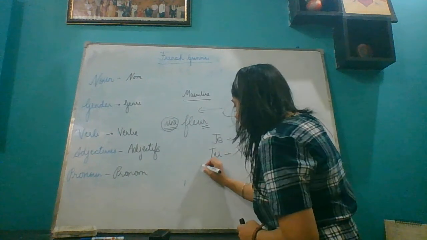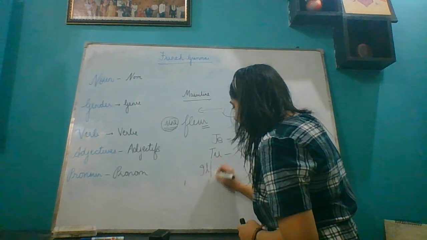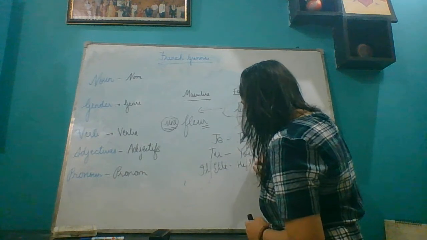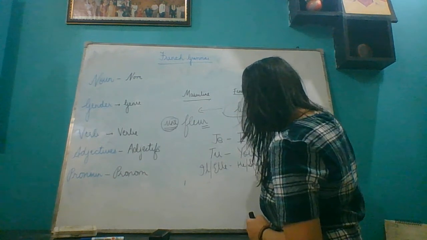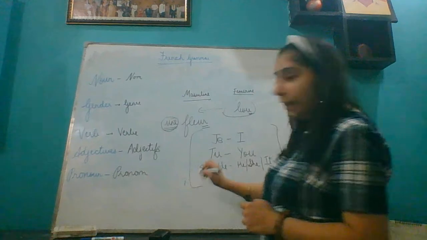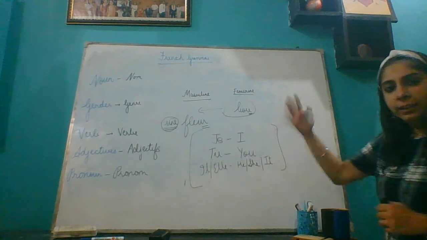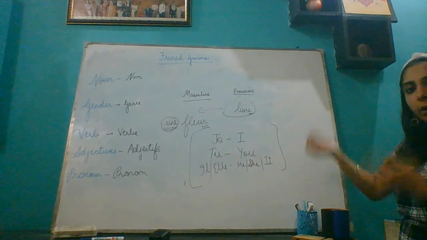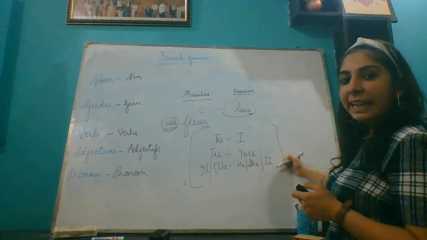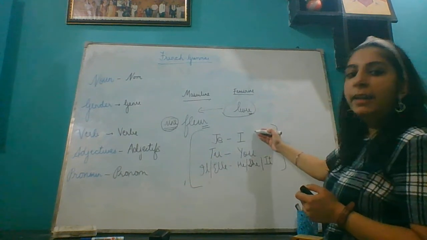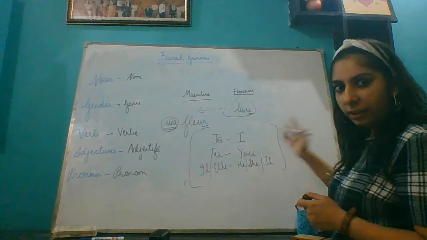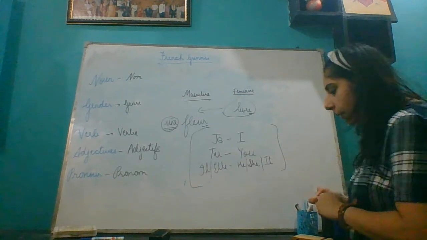Next we have il and elle. Il and elle mean he, she or it. So these are the basic three categories of pronoun. Now we have another three sets of pronoun, but that's the plural version. These were the singular pronouns. Je, tu, il, elle. Je means I, tu means you, il, elle means he, she, it. Now moving on to the plural version.